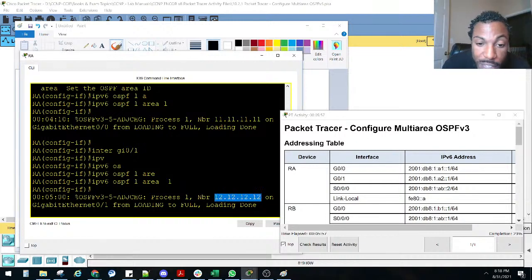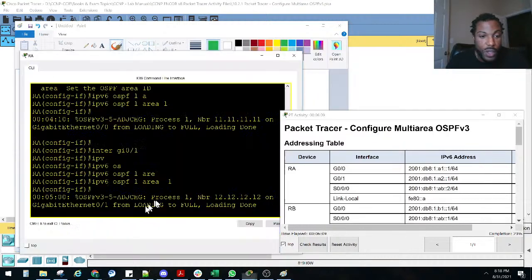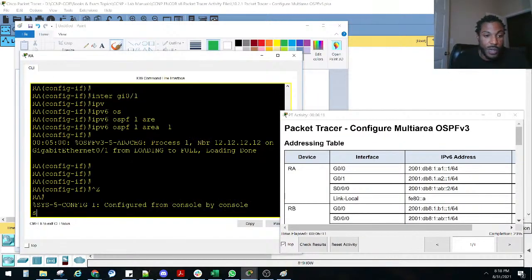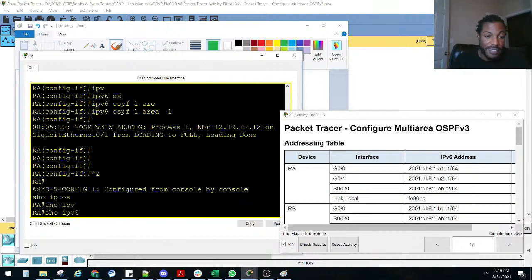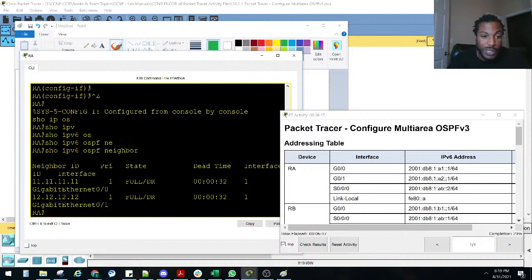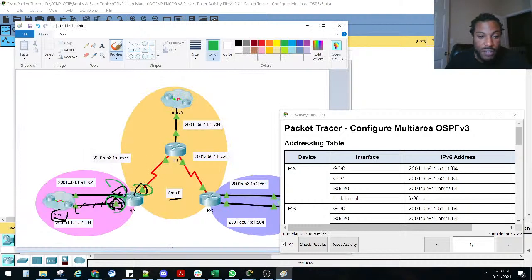So we got a neighbor 12.12.12.12, right? So we got two neighbors here, right? We got a neighbor here, and we got a neighbor there, right? Those two right over here and here. We can verify with just what? Show IPv6 OSPF neighbor. We see we got those two neighbors right there, right? 11.11 and 12.12, right?